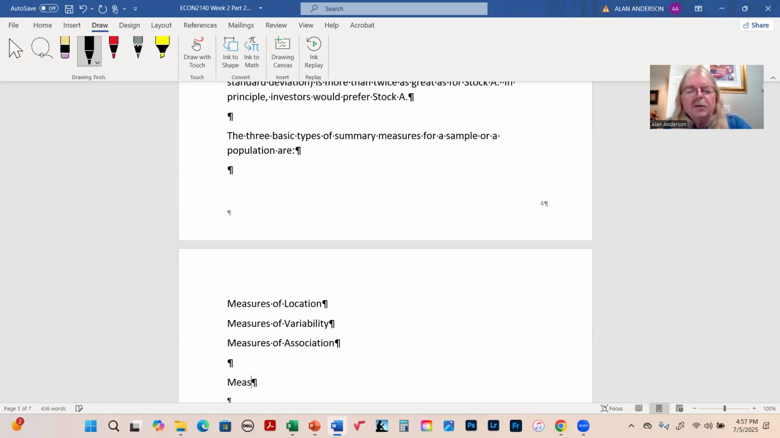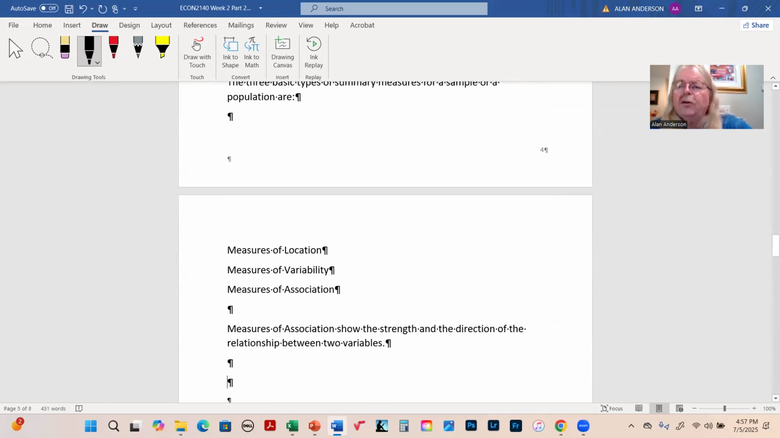And these, as we'll see in a bit, show the strength and the direction of the relationship between two variables. In other words, are they closely related to each other? Are they not very closely related to each other? That type of thing. All right, so let's see what they've got for us here.